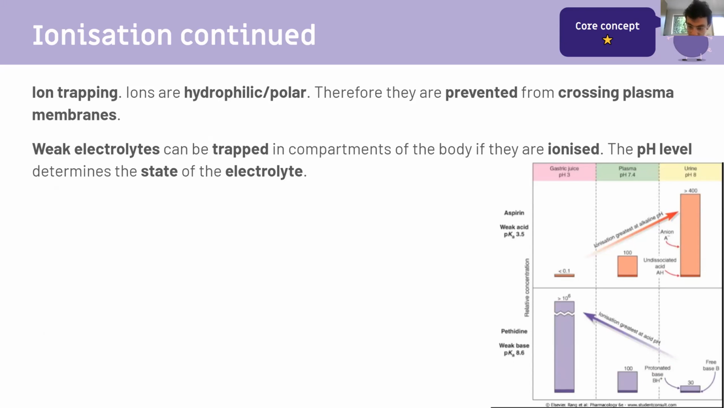You can see here, I can't see the diagram, but if you have a weak base in a very acidic environment, we've got another invigilator joining us. If you have a weak base in a very acidic environment, it's going to be trapped in that gastric area. Whereas if you have a weak acid in an acidic environment, it's not going to be trapped. Lots of it is going to diffuse across. And the opposite is true as well. Next slide, please.